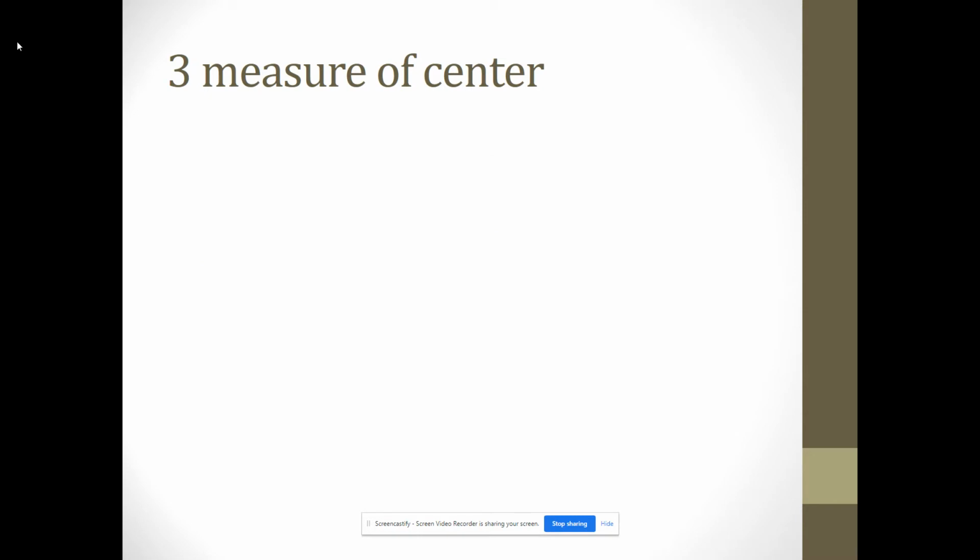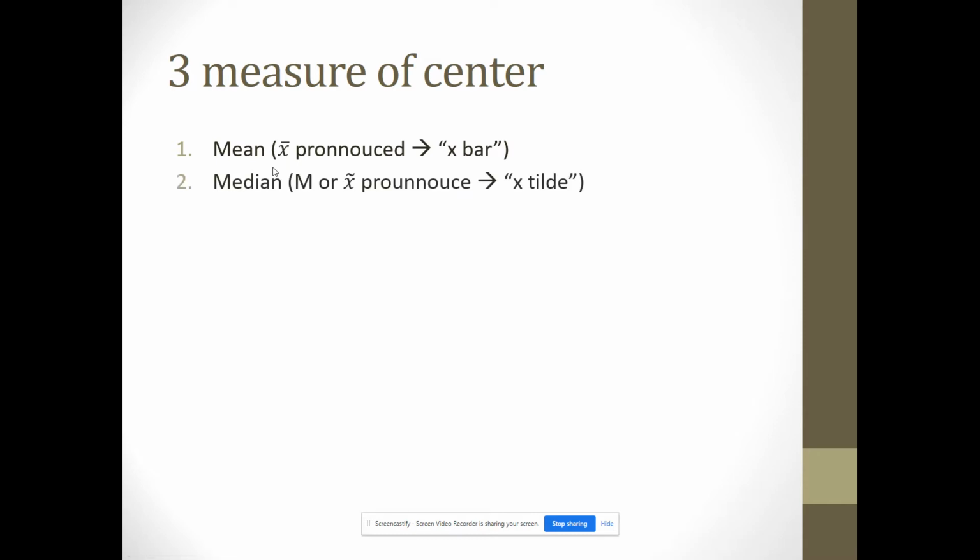Okay, here we go. So there's 3 measures of center. The mean, that's x bar. So there's an x with a straight line on top right here. That is an abbreviation for the mean. The median, they either use M or X tilde. It's X with a squiggly line on top, and that's an abbreviation for the median. Or the mode, which does not have an abbreviation because we really don't use the mode past elementary school.